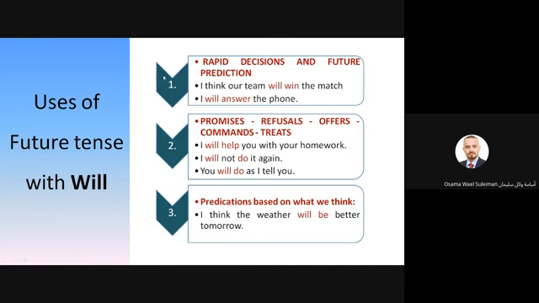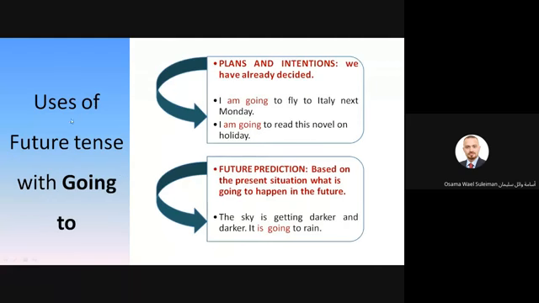So these are the three uses of the future tense with will. We have also uses of the future tense with going to. Other uses of future tense with going to. We use the future tense with going to for plans and intentions.